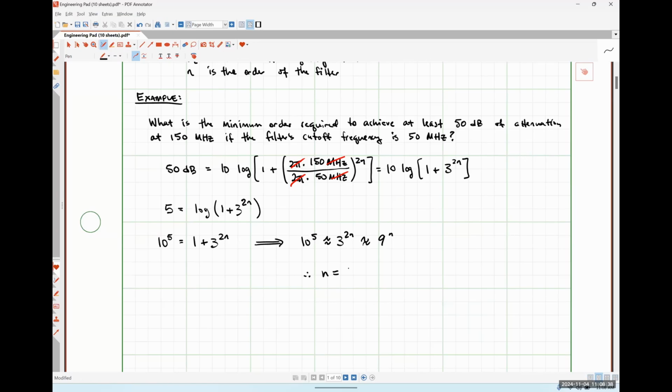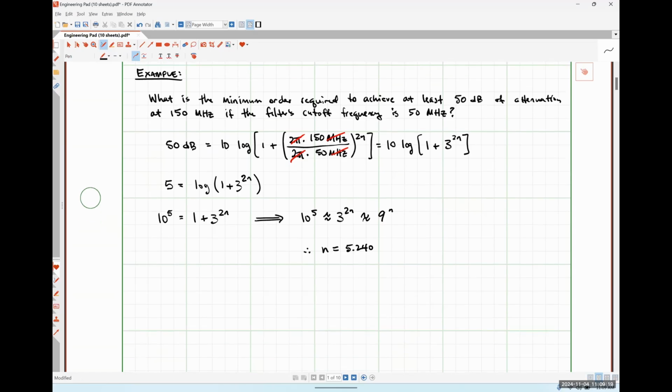that n would have to equal 5.240. Now, it's not possible for us to have a filter order that isn't an integer. So we would actually just need to round up. We will always round up because we want to make sure that we have at least 50 decibels of attenuation. So a 5th order filter would not provide us the attenuation we need at our particular frequency of interest, but a 6th order filter will actually provide us more attenuation than we need, since our exact filter order would be 5.240. Okay.